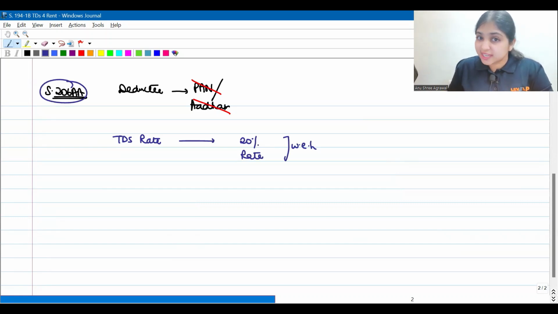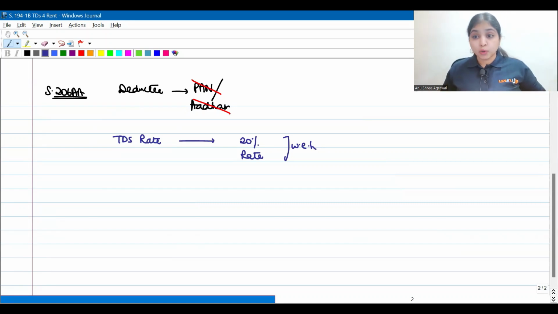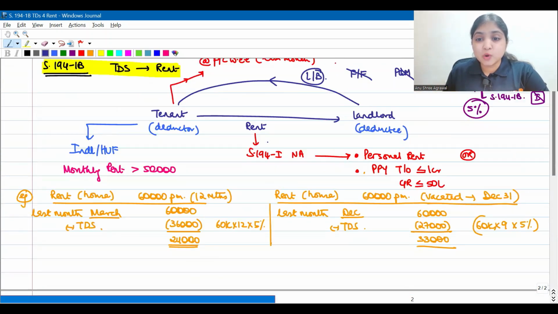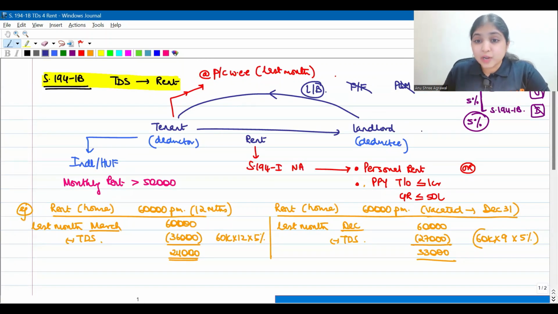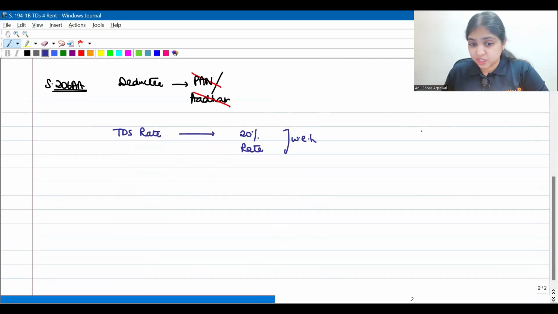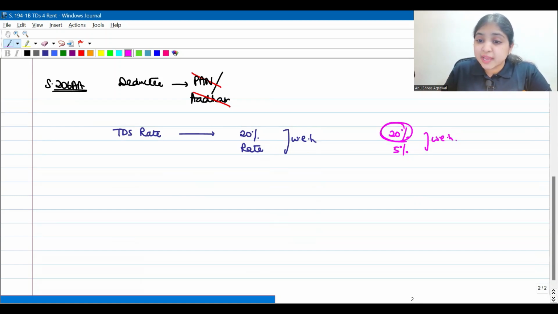This is section 206AA. So 206AA says if the deductee is neither furnishing his PAN nor furnishing his Aadhaar, then the TDS rate will change. The TDS rate will now become 20% or whatever is the applicable rate, whichever is higher. Now, if you look at this section 194IB, who is a deductee? The landlord. If the landlord is neither furnishing his PAN nor furnishing his Aadhaar, you will apply 206AA. So 206AA will say 20% or the TDS rate, which is 5% in 194IB, whichever is higher. Clearly, which is higher? 20% is the higher rate.